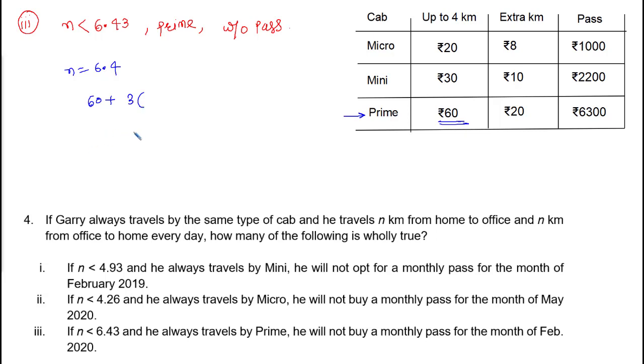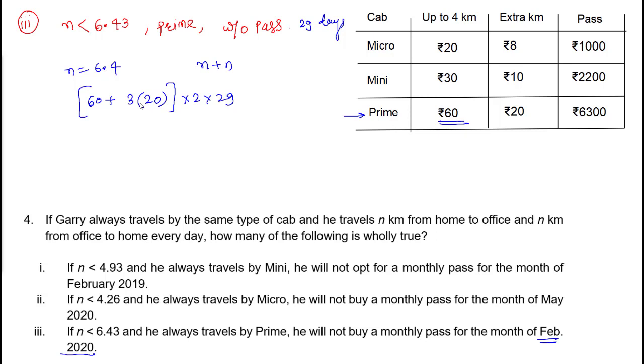So 3 kilometers extra, for every 3 kilometers extra we need to pay 20 rupees extra. And this we need to travel 2 times. Total distance traveled is n plus n. So this is for 1 n kilometer, and for another n kilometer, into 2. How many days are there? Feb 2020 is a leap year. So total how many days are there? 29 days. So we need to multiply this by 29.